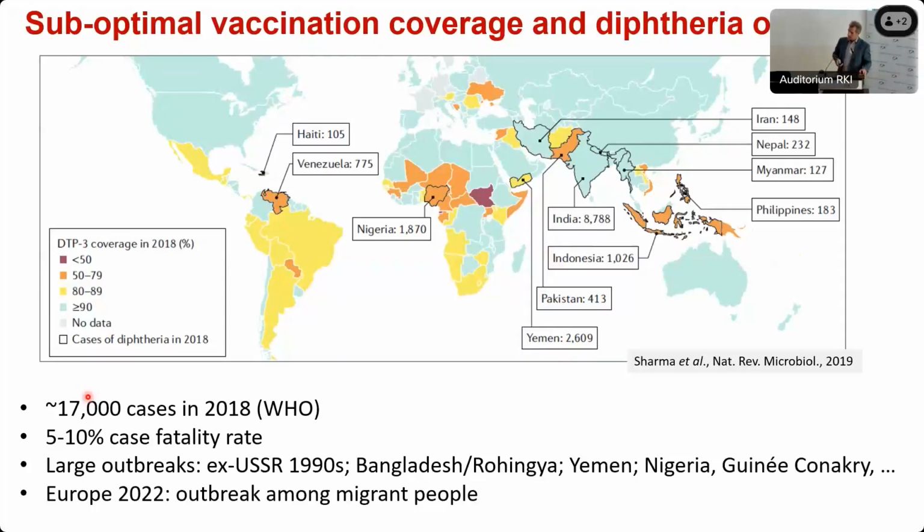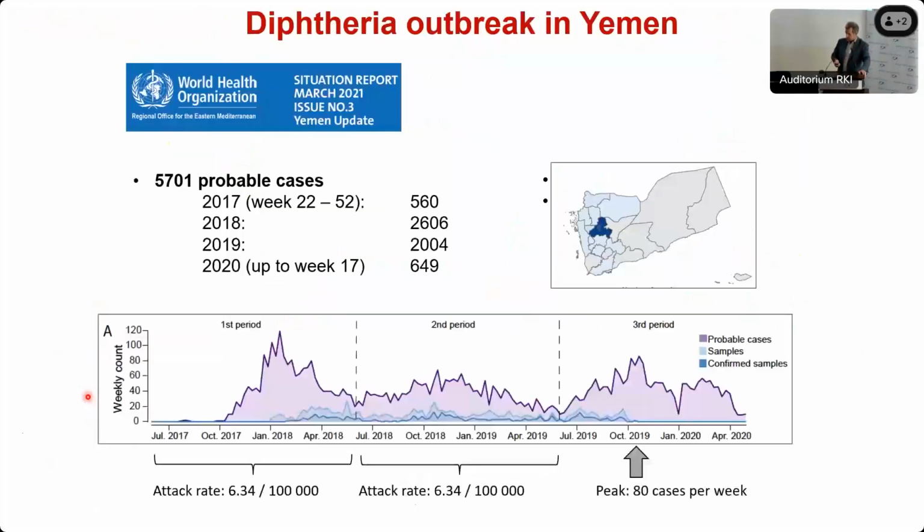We estimate that when the vaccine coverage is below 80%, there is a strong risk of outbreaks. More recently, there was, and this is actually just ongoing, in Nigeria, Guinea, and other West African countries, a very large outbreak with more than 30,000 people. And in Europe, we had an event. I'm not sure we should call it an outbreak, but we can call it an event among migrant people with nearly 400 cases. In this case, cutaneous diphtheria, and I will come back to that.